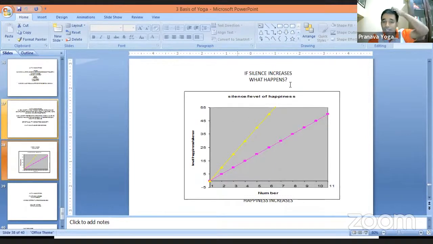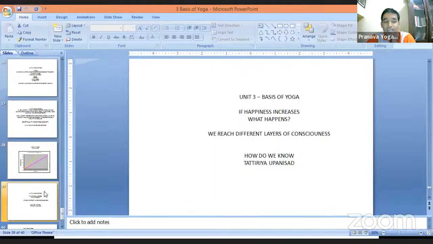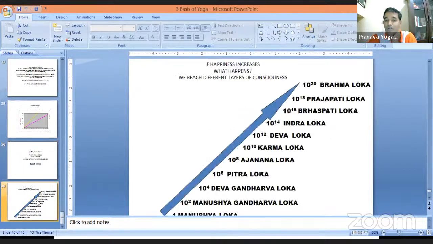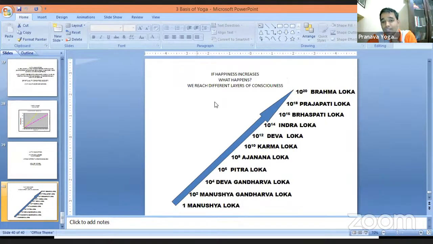If silence increases, what happens? Happiness also increases. As happiness increases, what happens? We reach different layers of consciousness. How do we know that? Taittiriya Upanishad defines that, the layers of consciousness, which Vyasa sir had asked me in the beginning of this class. So with happiness, we reach different layers of our consciousness.